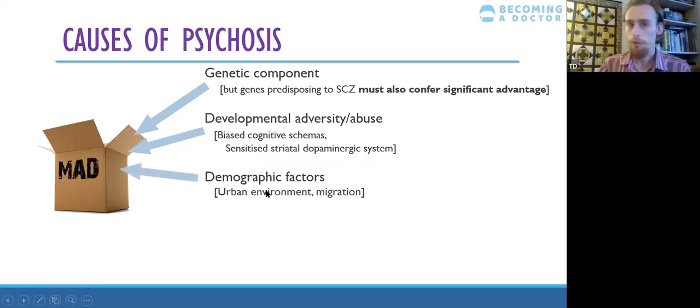Demographic factors are really important as well, and you kind of need to know these. So living in an urban environment compared to rural increases your risk of having psychosis, and migration increases your risk of having psychosis.